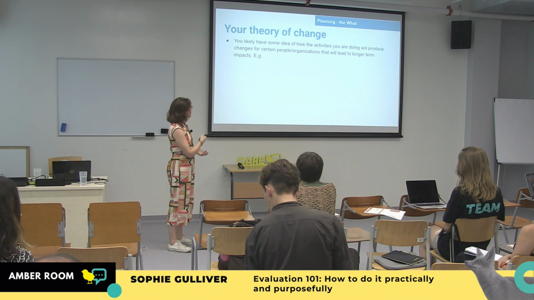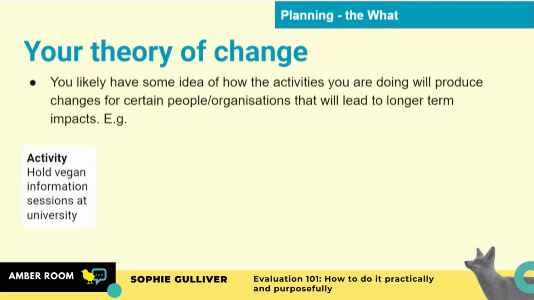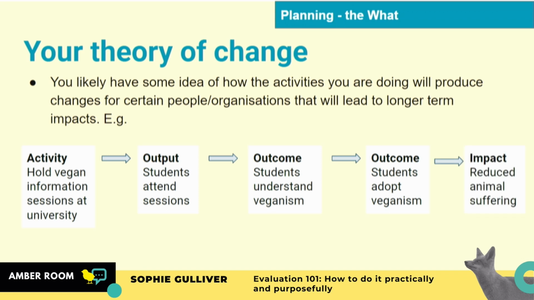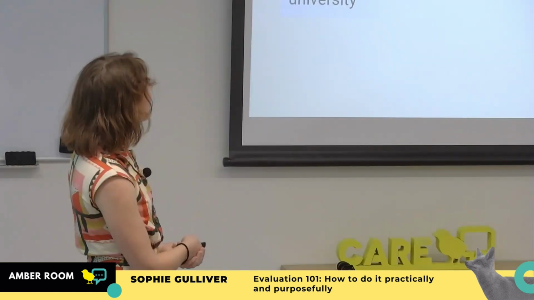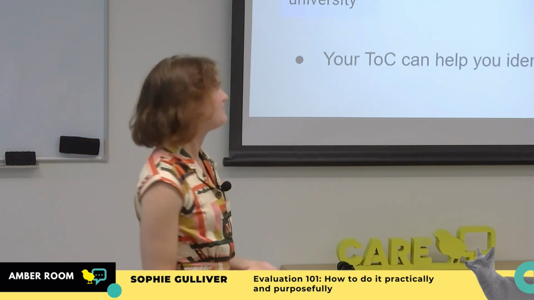So I've got an example here for a university vegan program to try and get more students to become vegan. So maybe we hold vegan information sessions at university, and students attend them, and students then understand veganism, and then they adopt veganism, and then we reduce animal suffering. This is very basic. I will say, it's just an example. There are lots of assumptions and risks in here. And of course, if you had a theory of change actually about this project, it would probably look a lot more messy. But it's great just to demonstrate how this will work. So now we're going to use this theory of change to help us identify some more evaluation questions.